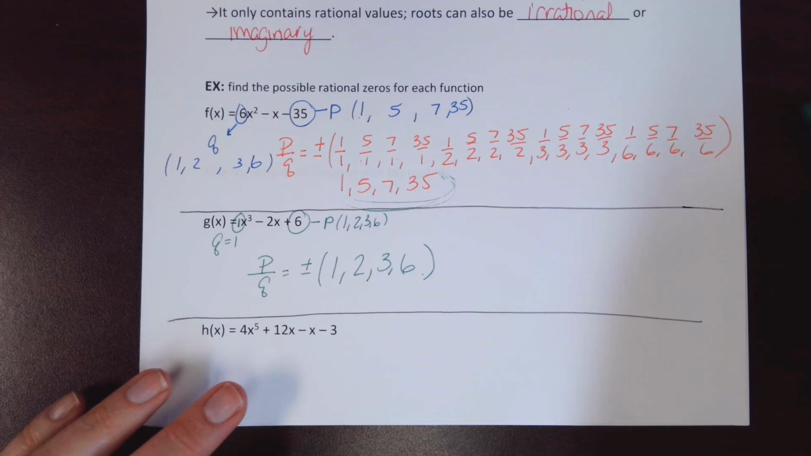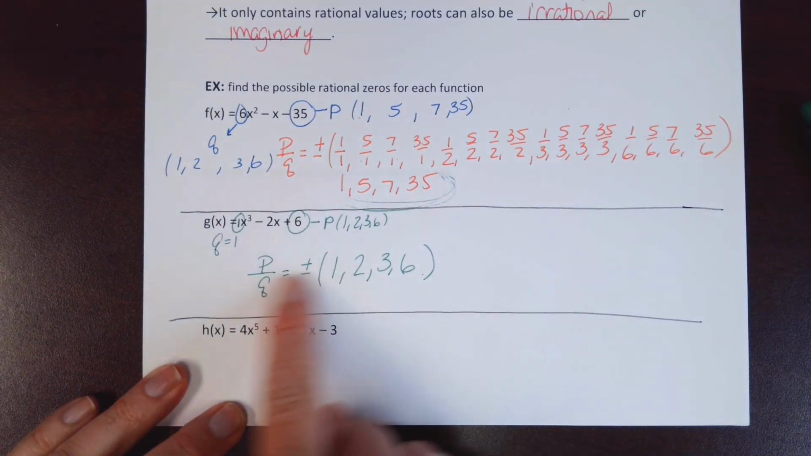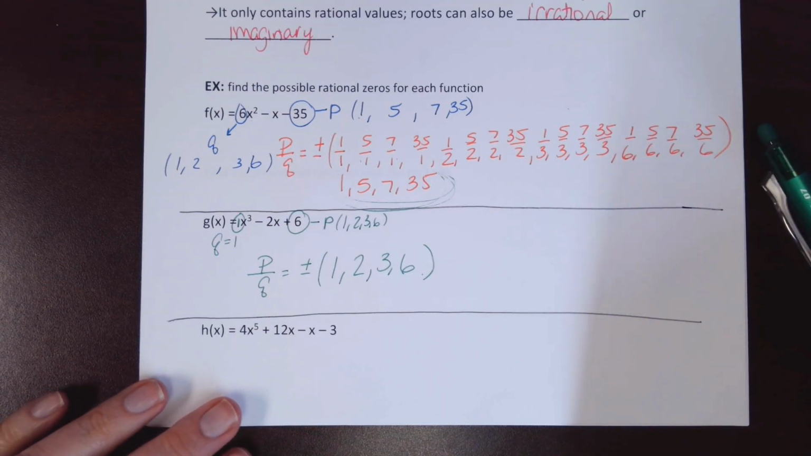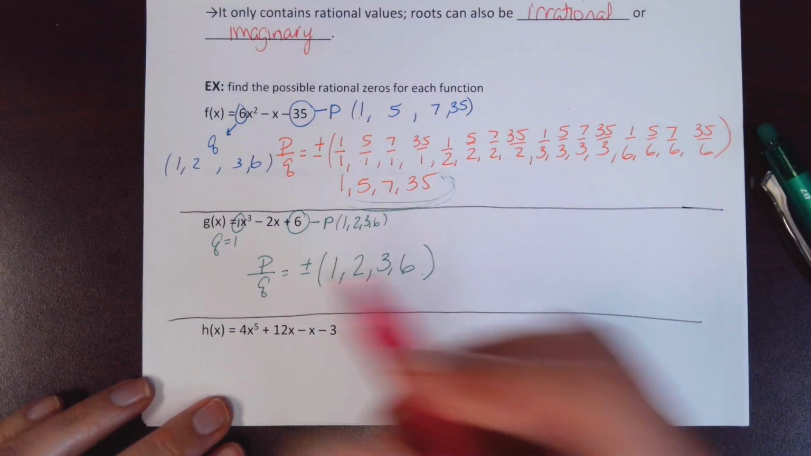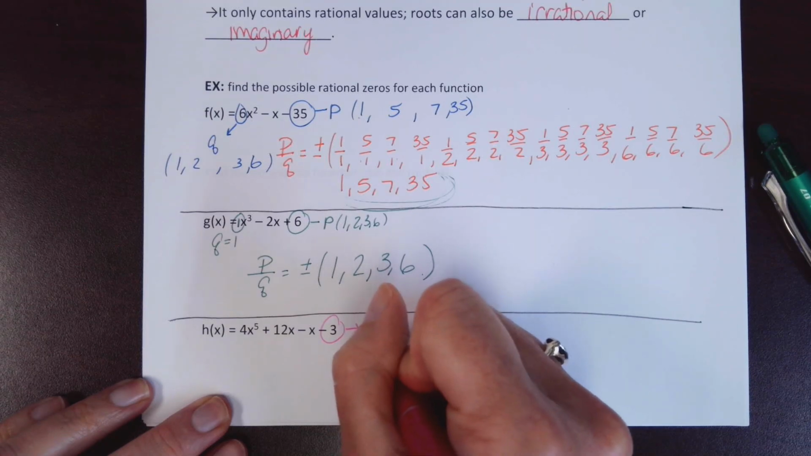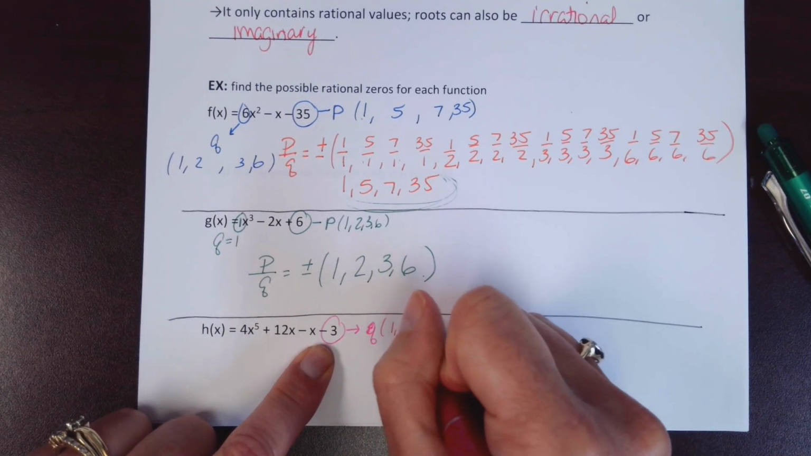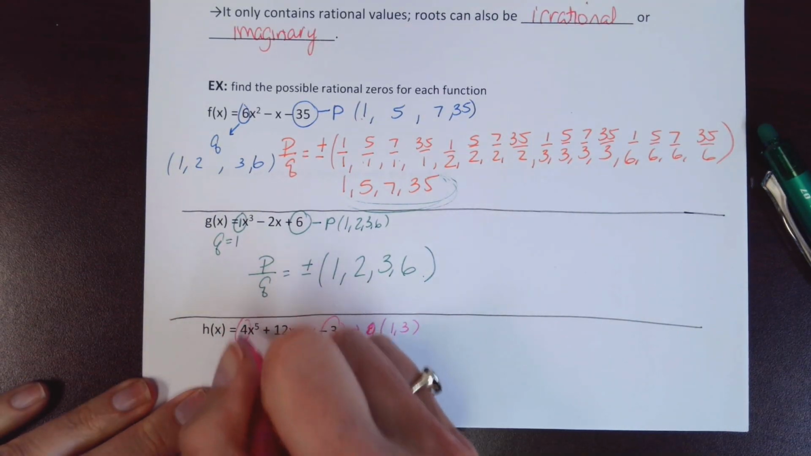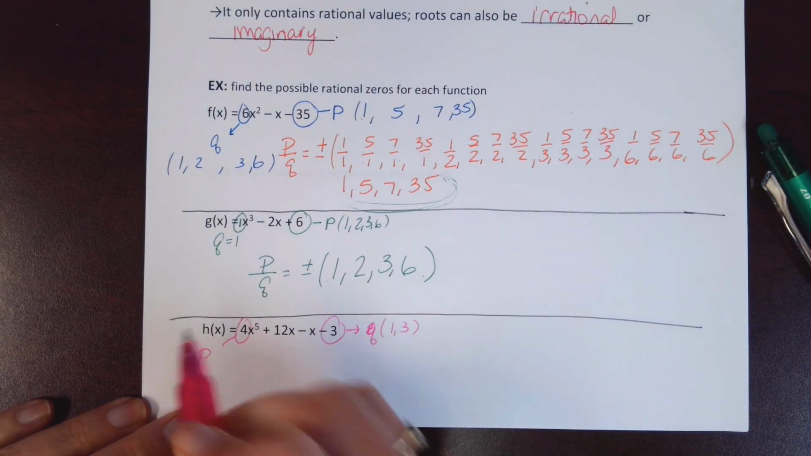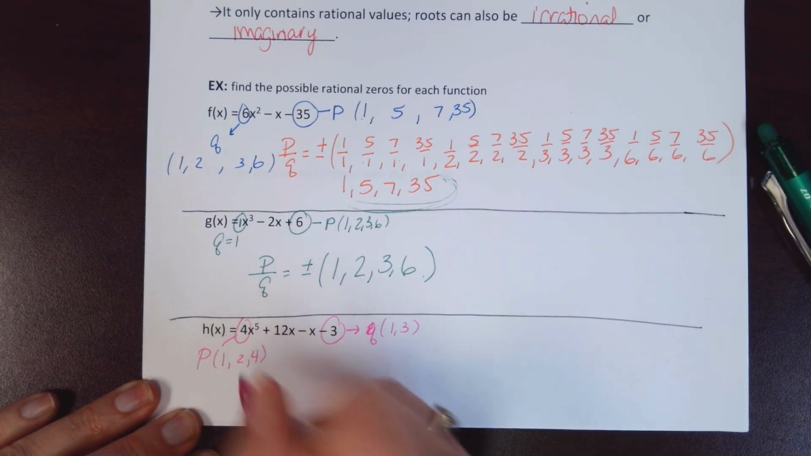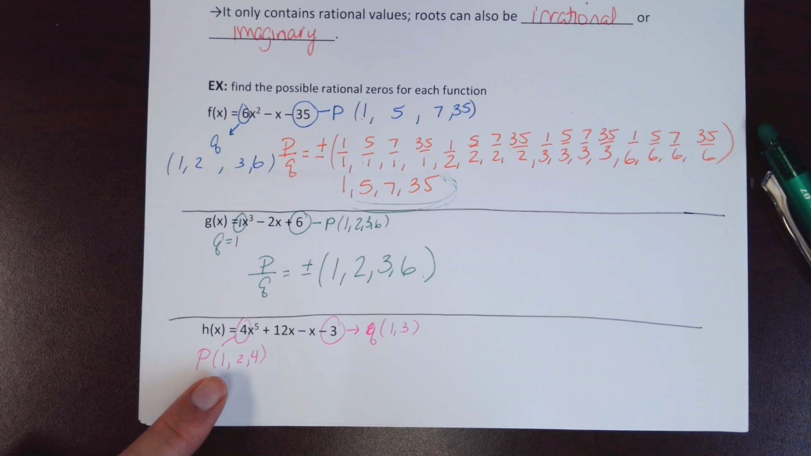What about one that isn't extreme? This one's going to be a nice kind of in the middle example. So let's work through it. We've got our value for q comes from the constant. 3 is prime, so that's just 1 and 3. Our value for p comes from the leading coefficient. 4 is 1 times 4 or 2 times 2. So I only have 3 factors of p. Remember we're doing, oh, I just did that backwards, didn't I?